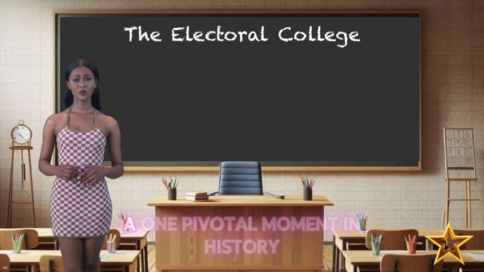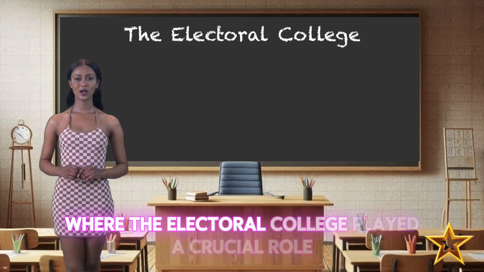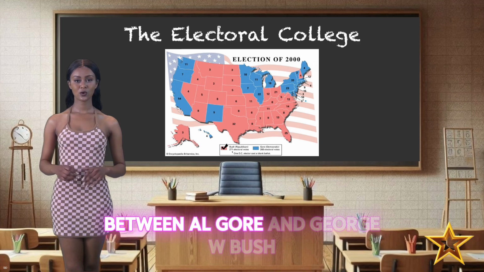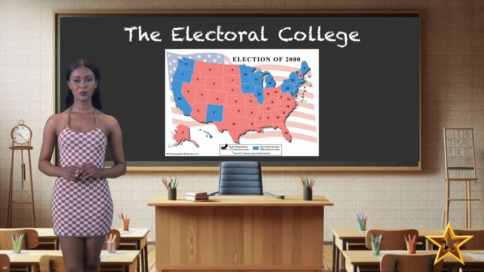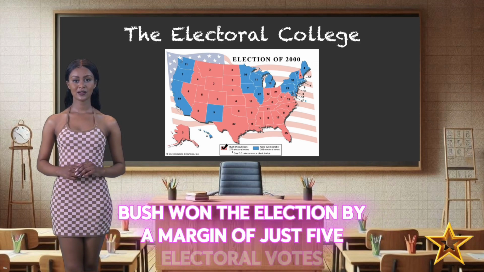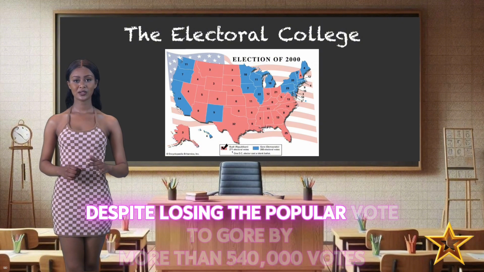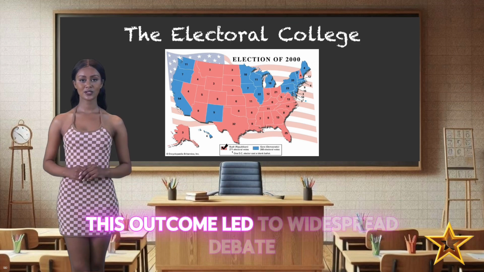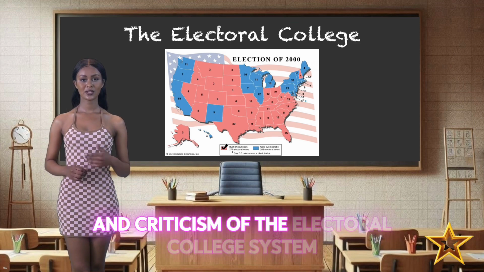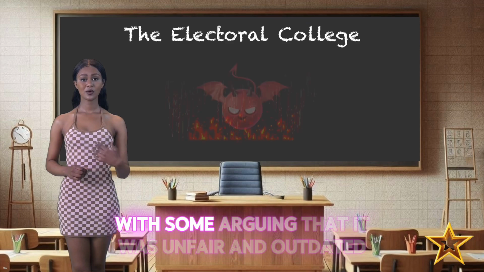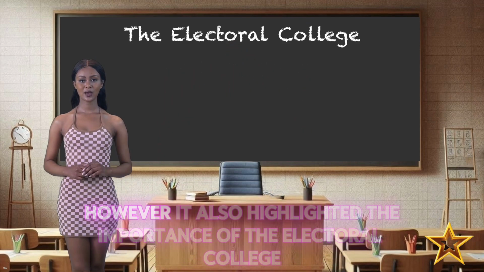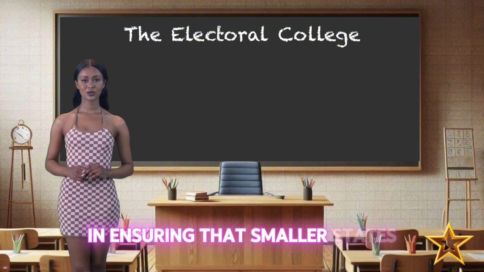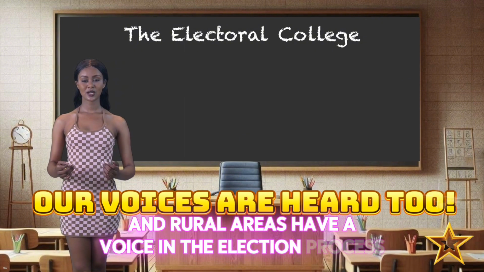One pivotal moment in history where the Electoral College played a crucial role was in the 2000 presidential election between Al Gore and George W. Bush. Bush won the election by a margin of just 5 electoral votes, despite losing the popular vote to Gore by more than 540,000 votes. This outcome led to widespread debate and criticism of the Electoral College system, with some arguing that it was unfair and outdated. However, it also highlighted the importance of the Electoral College in ensuring that smaller states and rural areas have a voice in the election process.